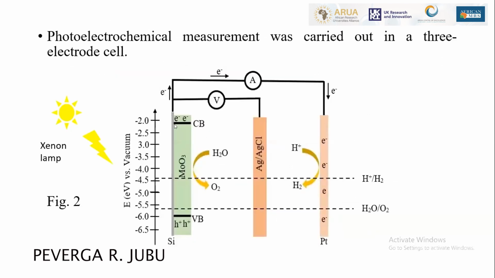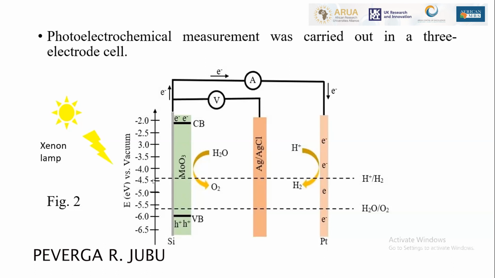The photoelectrochemical cell takes the form in figure 2, where it is a 3-electrode cell, which comprises the photoactive molybdenum oxide film, which acts as a photoanode, and the platinum wire, which acts as the cathode. And then we use the silver chloride reference electrode.